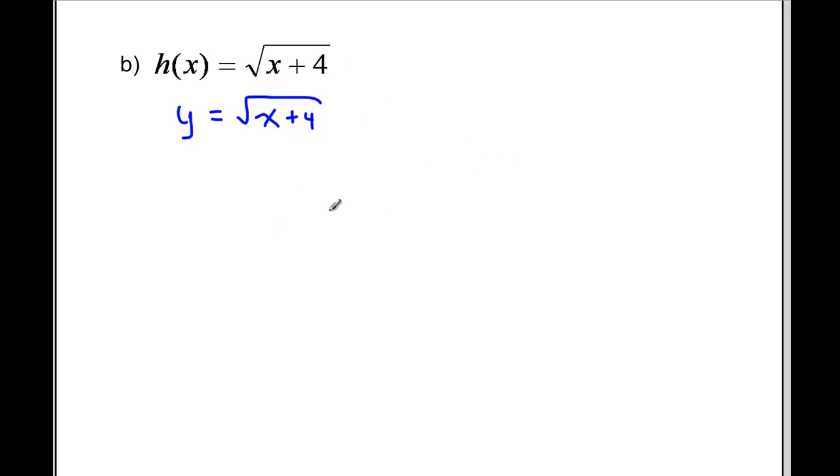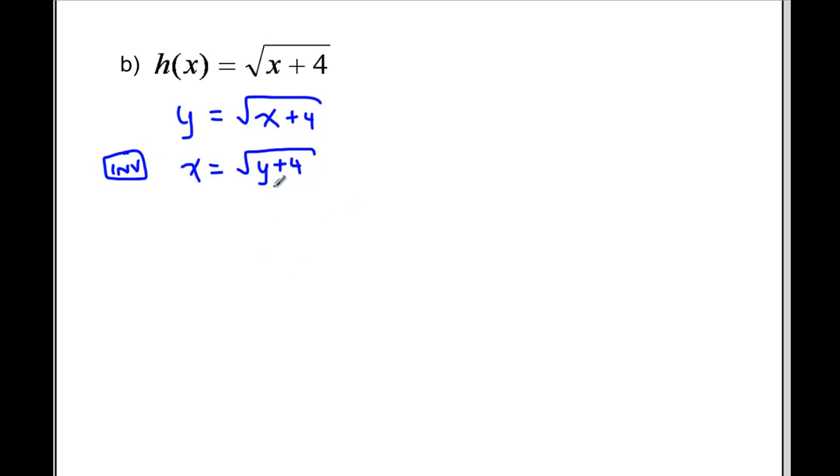Our next step is to switch the x's with the y's and vice versa. So it'll read x equals the square root of y plus 4. And remember, I have to write here that I'm now working with the inverse function, so I'm going to put that in a box over here.